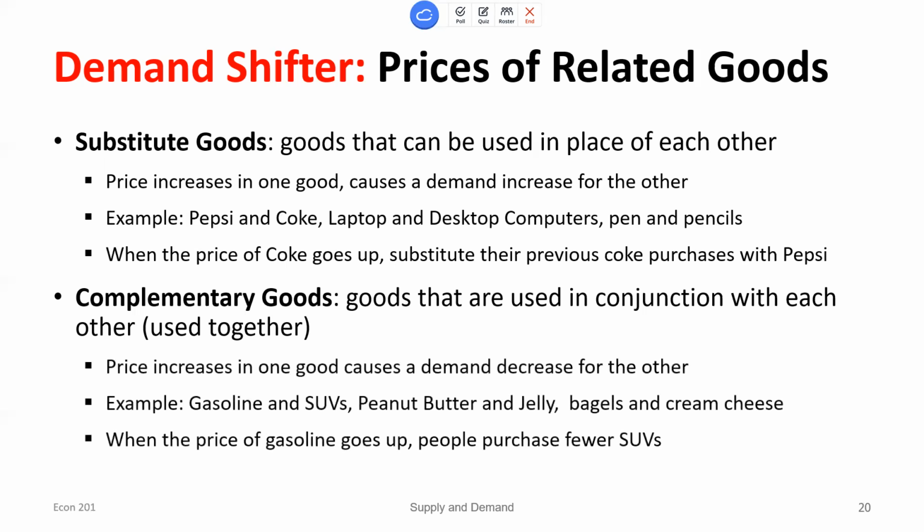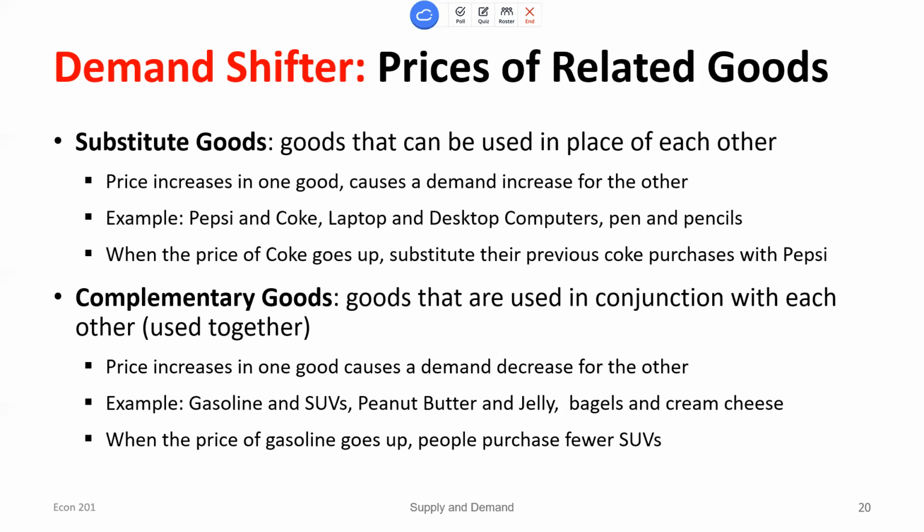Now, the other one you could use, the age-old example, is peanut butter and jelly. Gasoline and SUVs that get like 5 miles a gallon, you can think about there. The price of the complementary good, gasoline, really influences whether or not I decide to buy a Hummer versus a Toyota Corolla, right?